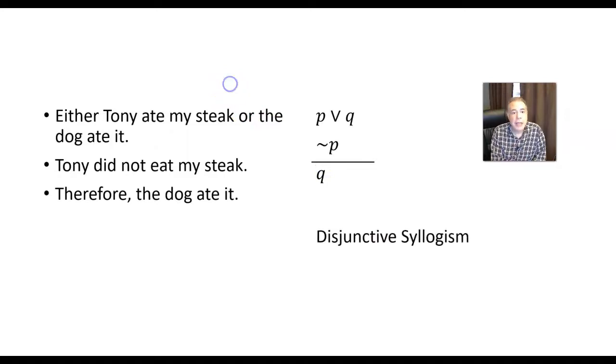This is a disjunctive syllogism. We know that either P or Q has to be true. We rule out P. We know that P is not true, so Q must be true. If Q were also false, then we wouldn't be able to say that P or Q was true. So this is valid.